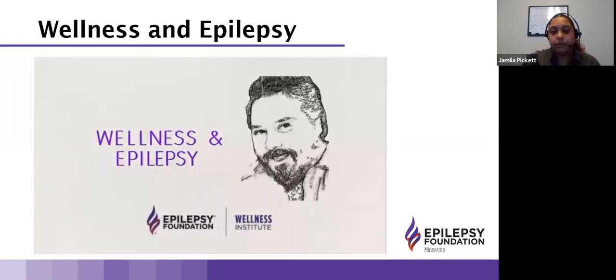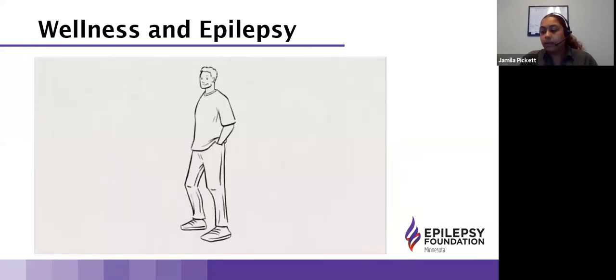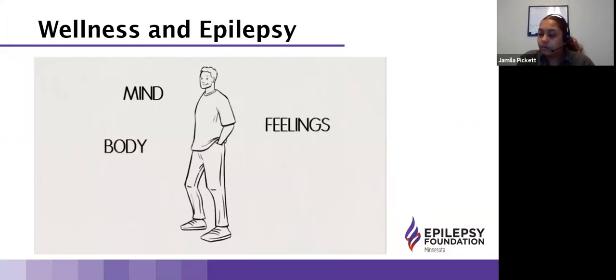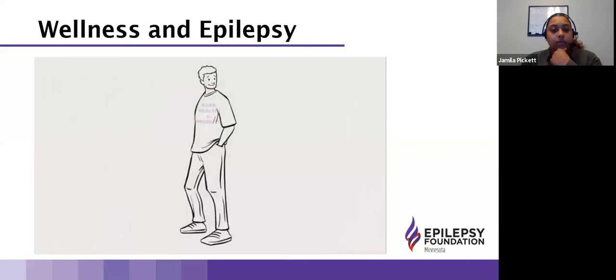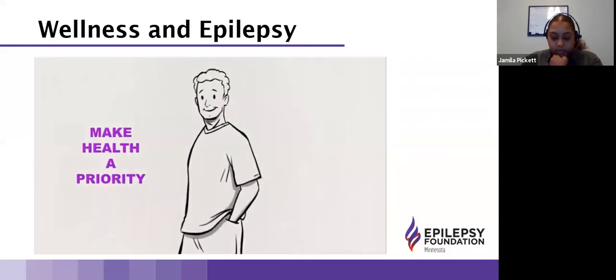Hi, I'm Greg Grunberg, actor, epilepsy advocate, father of a young adult with epilepsy. I'd like to take the next couple of minutes to talk to you about wellness. Wellness means having a healthy mind, body, and healthy feelings, resulting in an overall sense of well-being. Making health a priority is essential to a happy and full life.